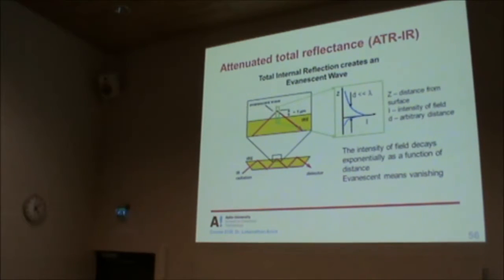It's called evanescent because the word means vanishing. Now, if you look at the electric field intensity as a function of distance, if you move up from this boundary, the intensity falls exponentially. That's why it's called an evanescent wave. The overall conclusion from this slide is that when there is internal reflection, you have a bit of electric field of the reflected beam propagating into the next medium.